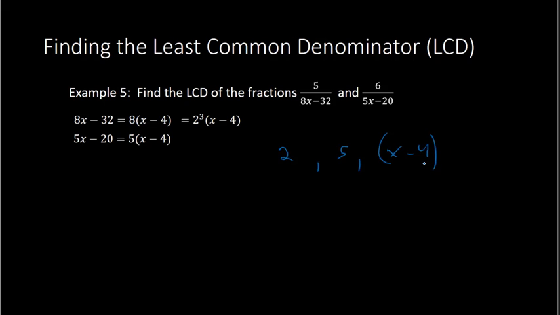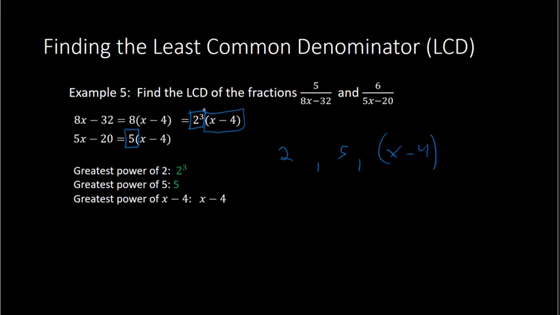So looking at the 2's, we see which one has the most 2's, and we see that the first one has the most with 3 of them. So we take all 3 of those 2's. And then looking at the 5's, down here the second one has the most 5's. So we take 1 5 because the most we have is 1. And then x minus 4's is a tie. They both have 1, so I just take one of them. So I have 1 x minus 4.